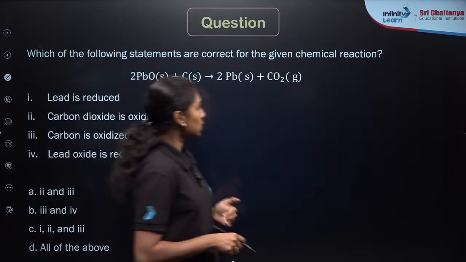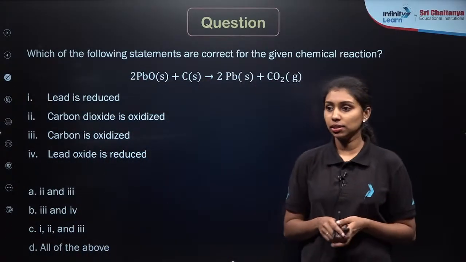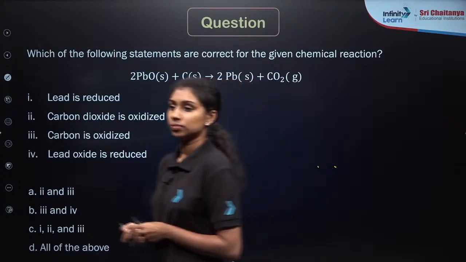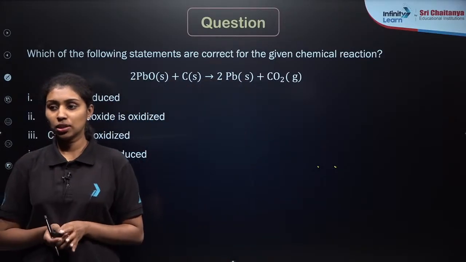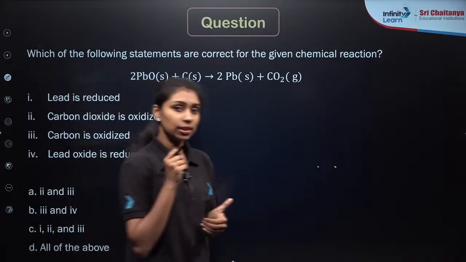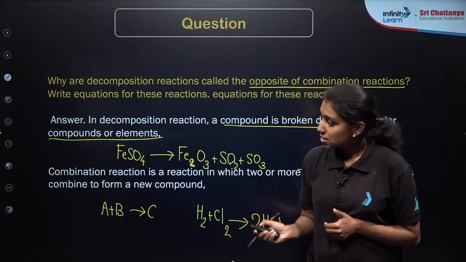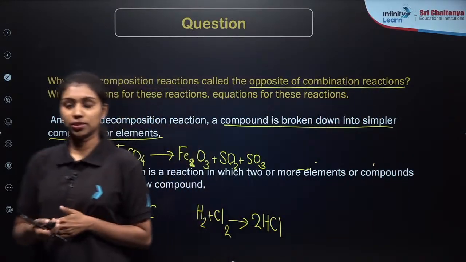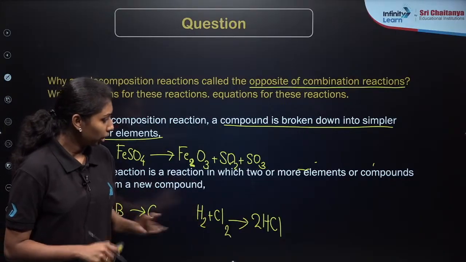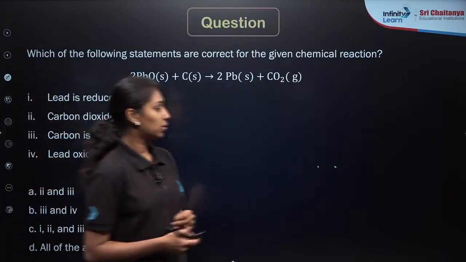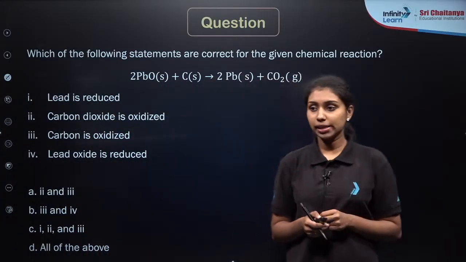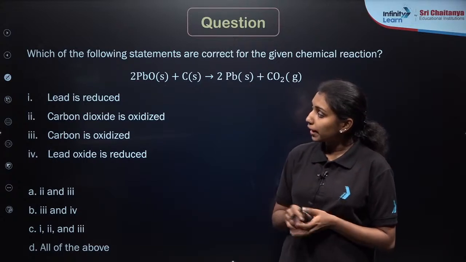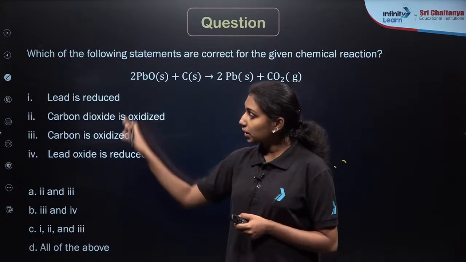Okay, here is the next question, again based on the redox reaction. So I hope you understand how to differentiate the decomposition reaction and the combination reaction. They are just opposite to each other. You can explain along with some of the examples given here. Here is the next question. The chemical reaction is already given here. We want to identify the correct choice from the given options here.